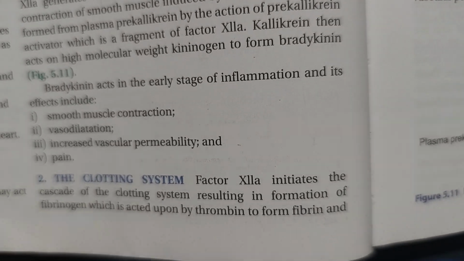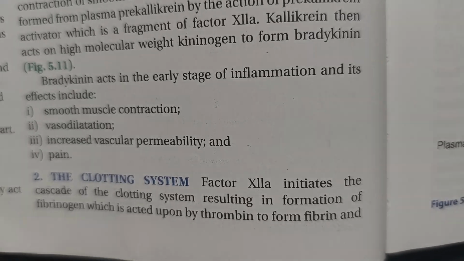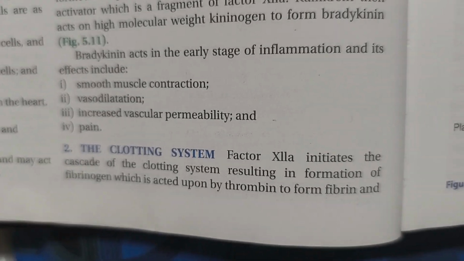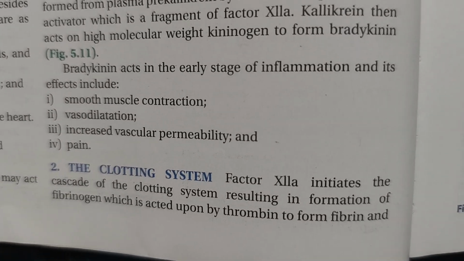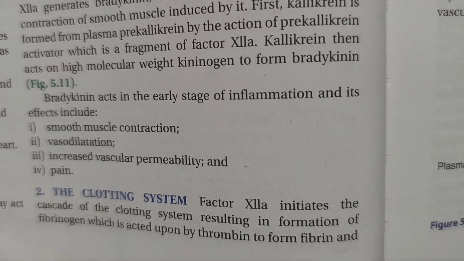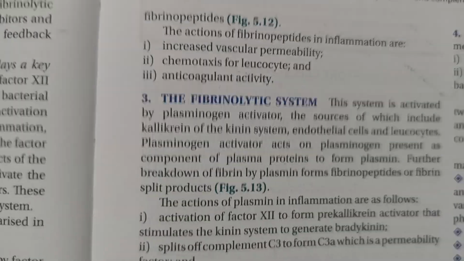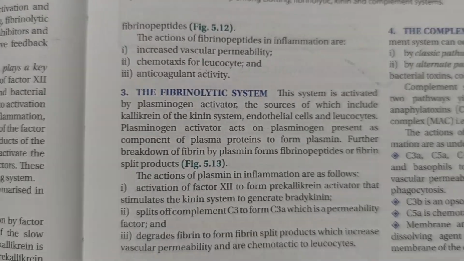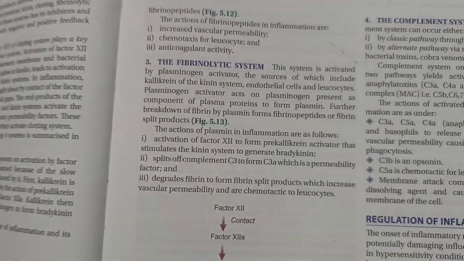Second is the clotting system. Activated factor 12 initiates the cascade of the clotting system, resulting in the formation of fibrinogen, which is acted upon by thrombin to form fibrin. Fibrinopeptides are given in figure 5.12.